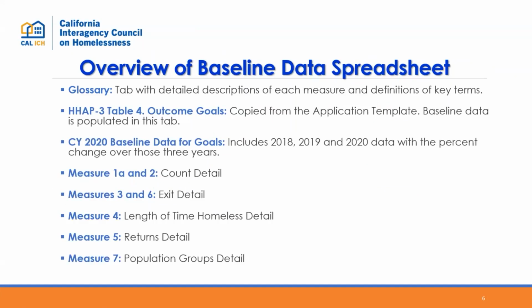CY 2020 baseline data for goals. This tab includes 2018, 2019, and 2020 data with the percent change over those 3 years. Measure 1A and 2 Count Detail tab. Measures 3 and 6 Exit Detail tab. Measure 4 Length of Time Homeless Detail tab. Measure 5 Returns Detail tab. And finally, Measure 7 Population Groups Detail tab. We will go through the data in each tab in more detail during this webinar.